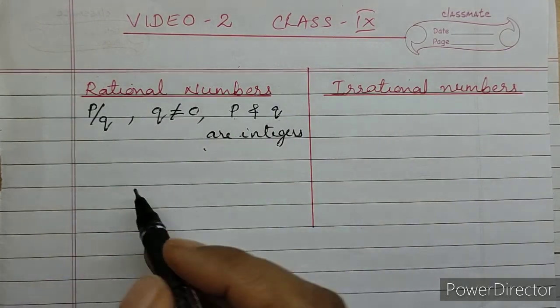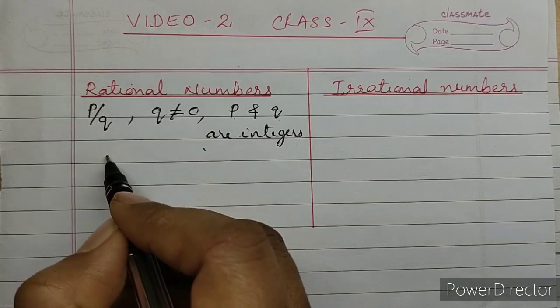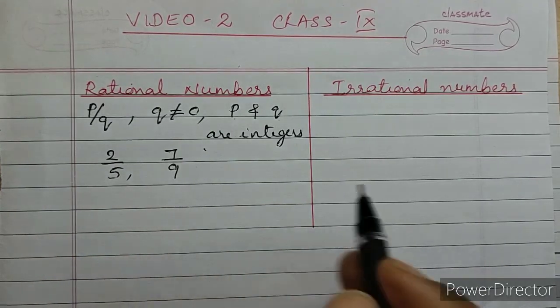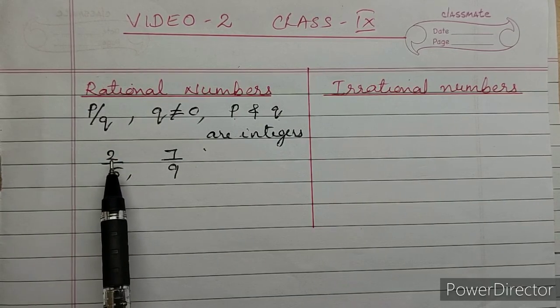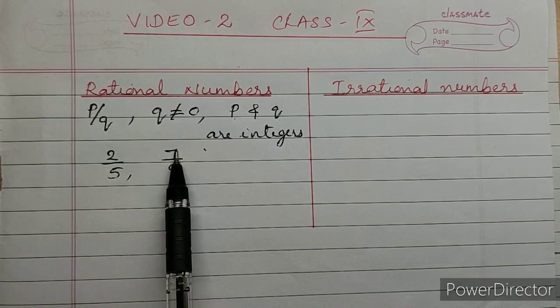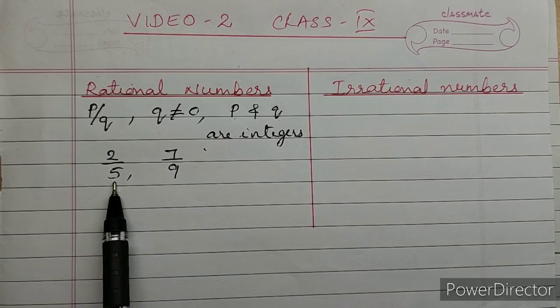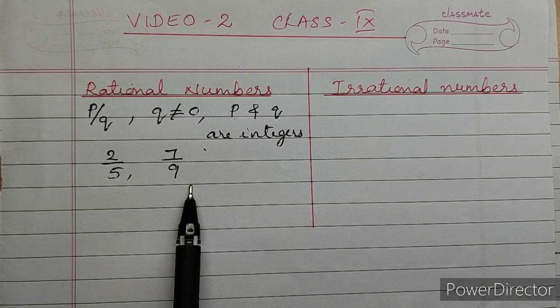Can you give the example for rational numbers? Any fraction you can write it. 2 by 5, 7 by 9. Any fraction you can write it as rational number in P by Q form. See, 2 and 5 are integers. 7 and 9 also integers only. Q, that is denominator 5 and 9, they are not 0 also. So condition is satisfied here.